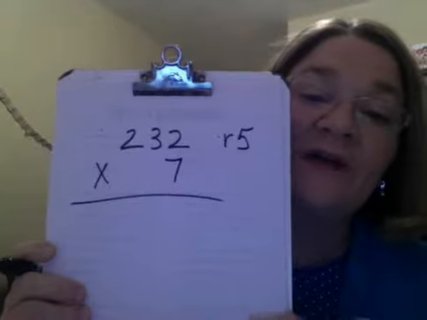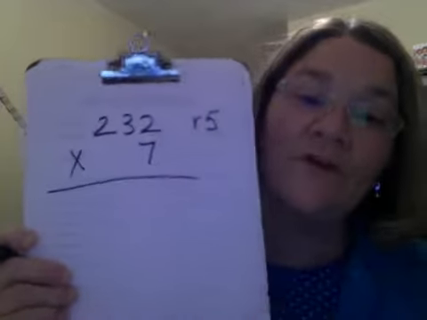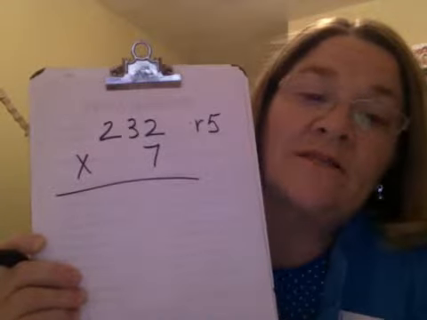Now let's do one other thing. I want to remind you again how you can check your work to be sure that you are correct. Now we had our answer of 232, and then it was a remainder of 5, and we divided it into 7 equal parts. So we can take that answer and work it in reverse, in multiplication instead of division, and that will tell us if we're correct.